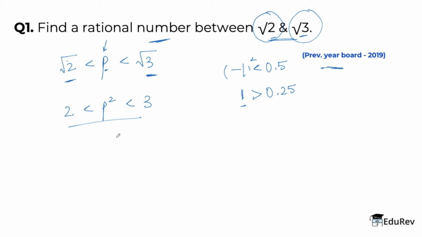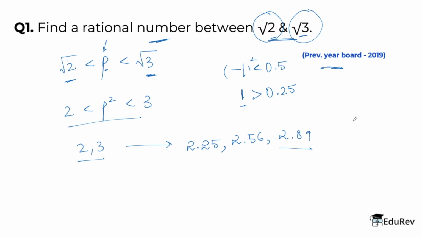Now, what are the perfect squares which lie between 2 and 3? Let's guess. 2.25 is going to be a perfect square, right? 2.56 is going to be a perfect square. Similarly, 2.89 is going to be a perfect square. Correct? So these are the perfect squares which lie between 2 and 3.